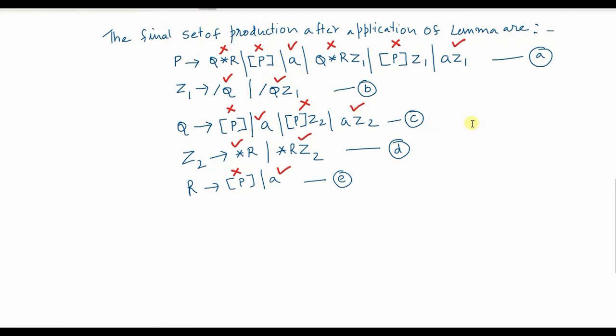So I will now introduce two new productions. I'll say A1 gives star and A2 gives closing bracket. Okay, B, new productions.